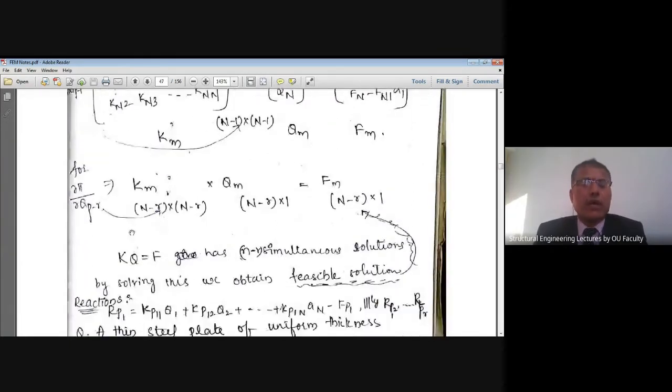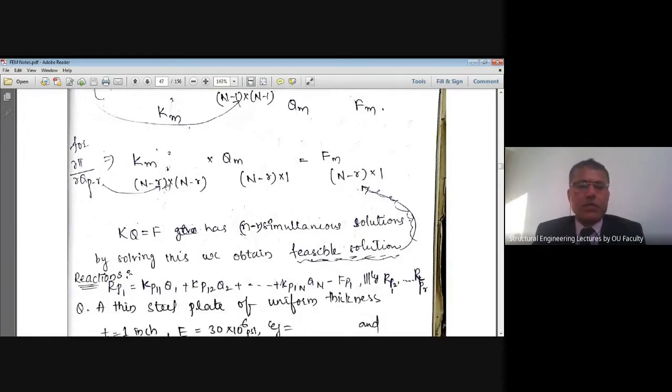Like that, you go on doing for the second degree of freedom, third degree of freedom, and so on and so forth. Then if I do ∂Π/∂q(p−r), I'll get this as the modified stiffness matrix. Its size is (n−r) × (n−r). The displacement degree of freedom vector is (n−r) × 1, and the modified global load vector is (n−r) × 1. That is how I'll get Kq = F.